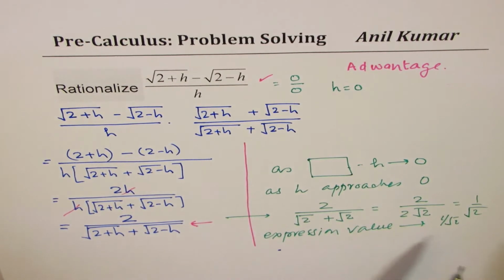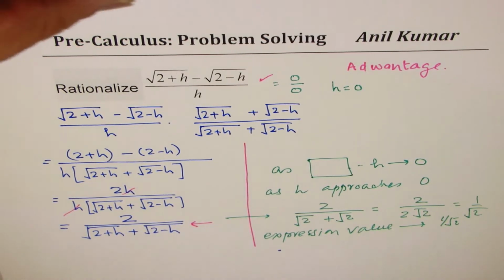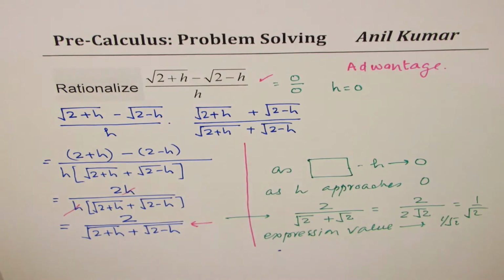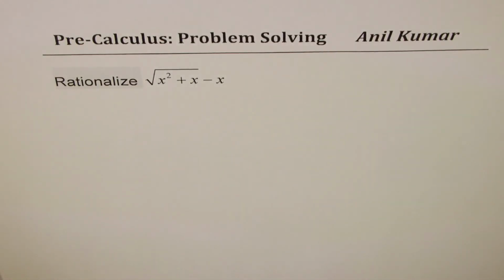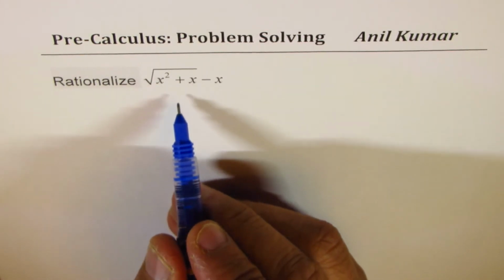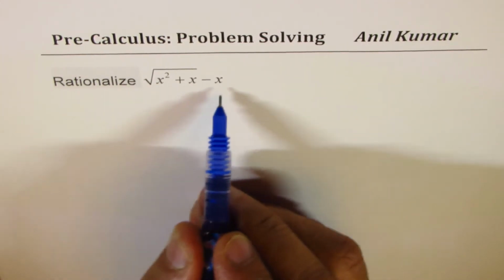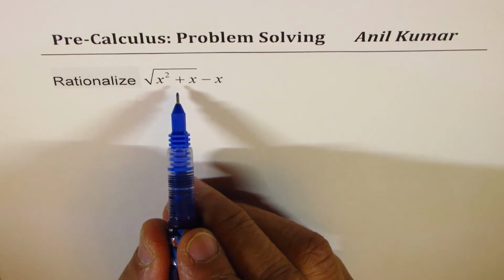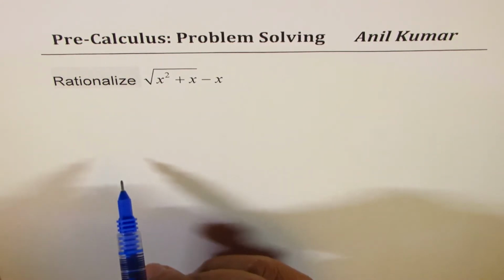Do you see that? So we have a clear idea of what we are leading to as h approaches 0. That is a very important aspect which we'll be appreciating a lot as we get into calculus. Now let me take another example here where we just have one term. It's not even in that form of numerator and denominator. Now here also we have an advantage of rationalizing.